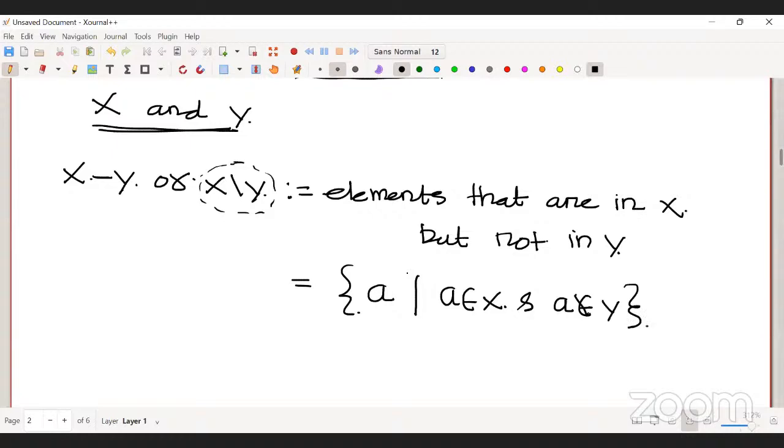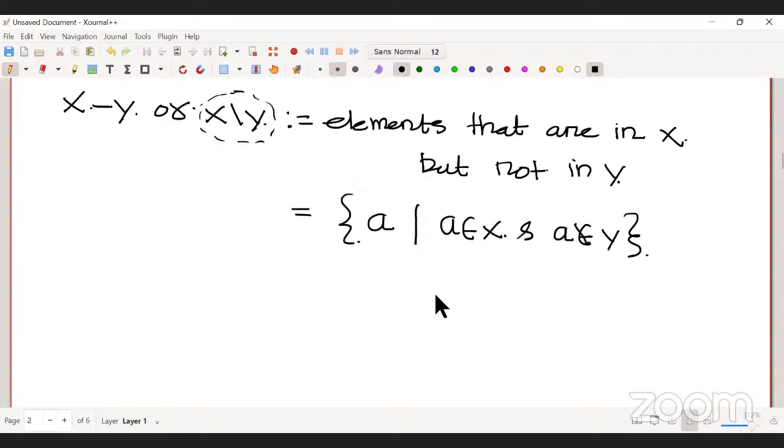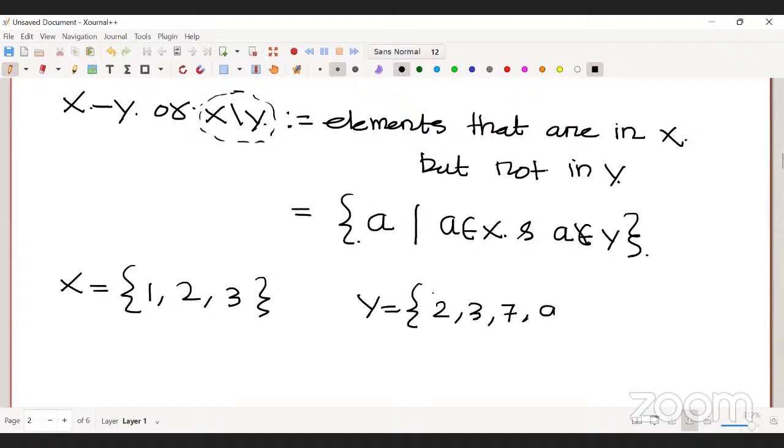For example, take this set X as 1, 2, 3, and Y is 2, 3, 7, 9, 11. So here, what is X difference Y? 1.